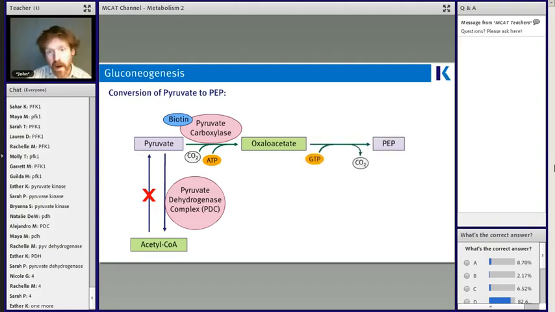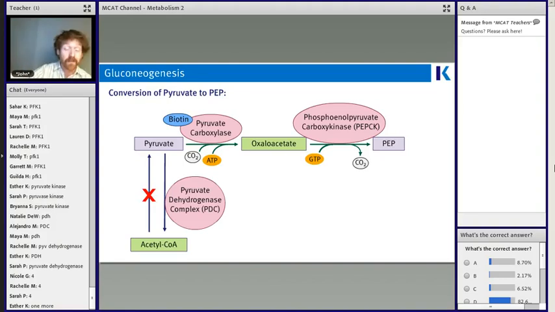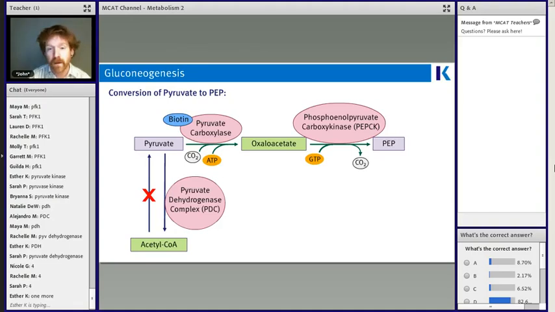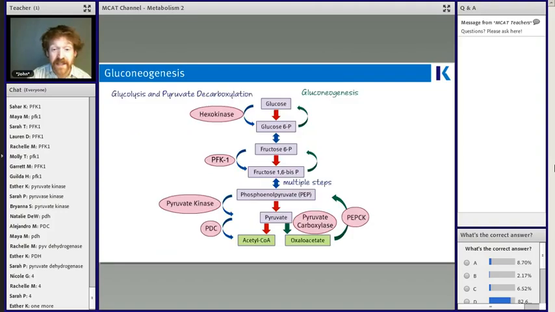Then, still requiring energy, now in the form of GTP, we use our PEPCK, phosphoenolpyruvate carboxykinase, which is going to remove that carbon. In fact, it's the same CO2 that we added with pyruvate carboxylase that gets chopped off, forming PEP. But now notice a phosphate group has been added, hence kinase. As always, kinase means moving phosphates around. Once we've got our PEP, these are the 2 things to notice that are different here. Pyruvate carboxylase is unique to gluconeogenesis. PEPCK is also unique to gluconeogenesis.